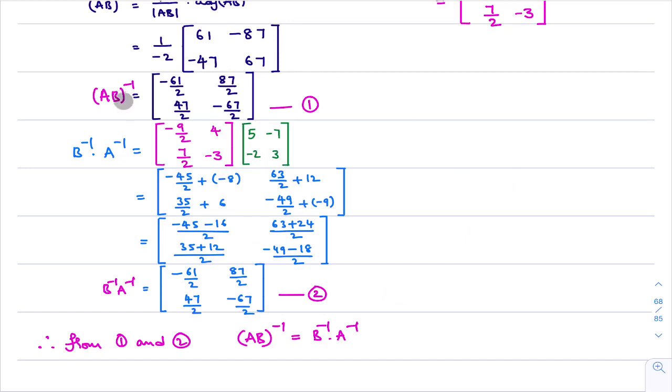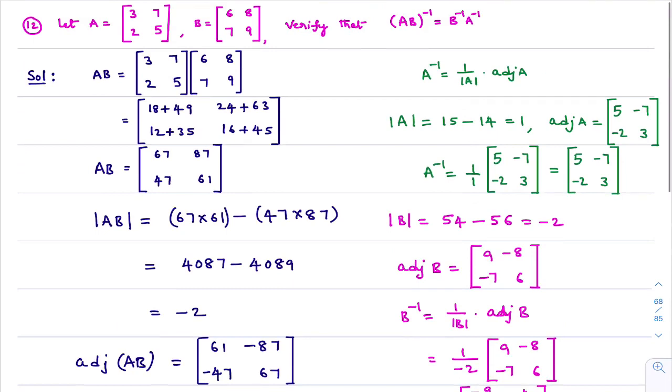You observe this equation 1, AB whole inverse, and equation 2, B inverse, A inverse. Both are same. Minus 61 by 2, minus 61 by 2. 87 by 2, 87 by 2. 47 by 2, 47 by 2. Minus 67 by 2, minus 67 by 2. From these two equations, what you can say? You can say that this expression is same as this. So from 1 and 2, we can say that AB whole inverse equals B inverse into A inverse. I hope you are understanding these problems.